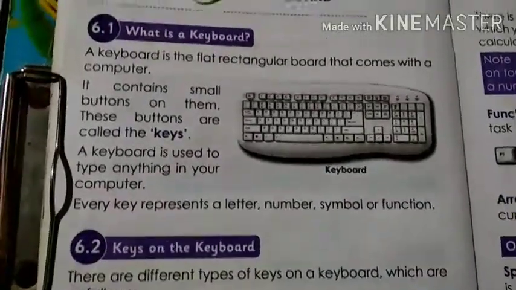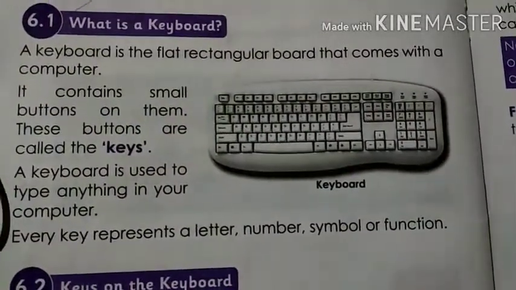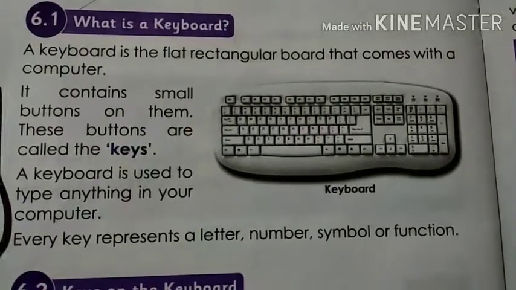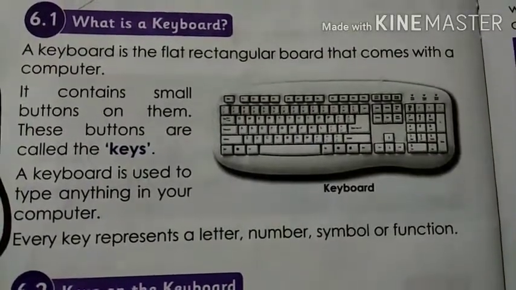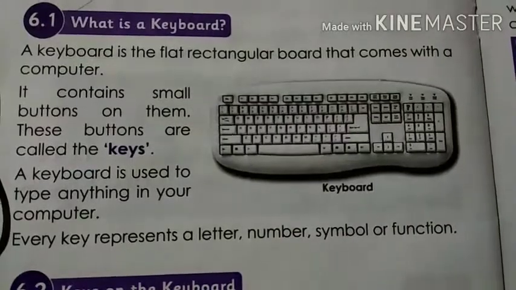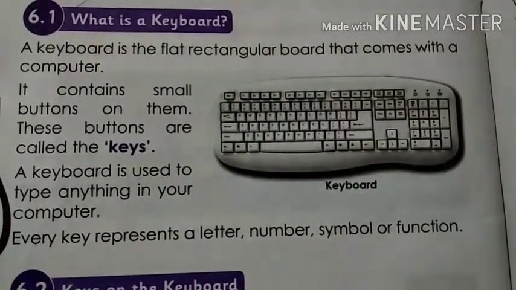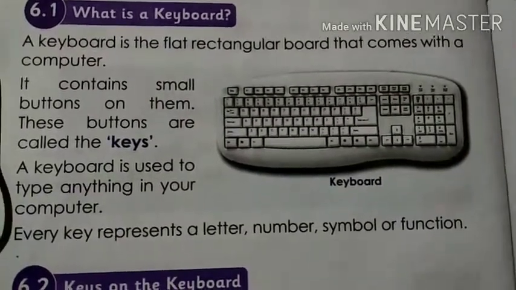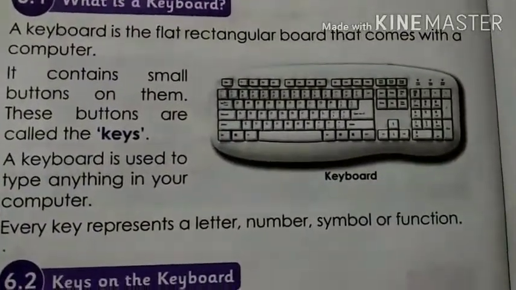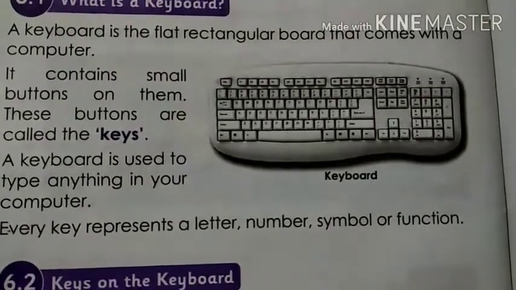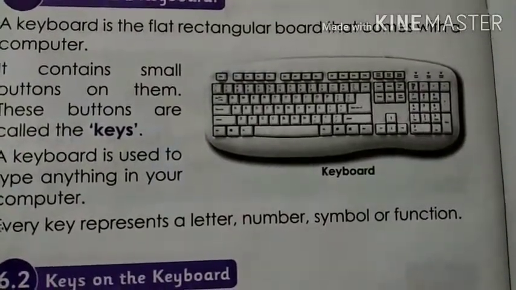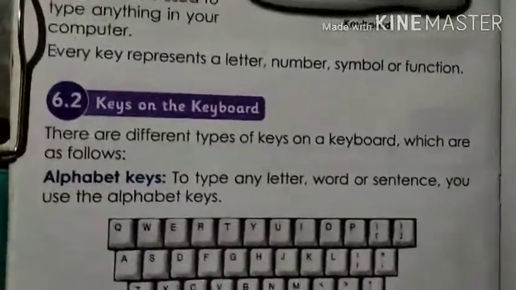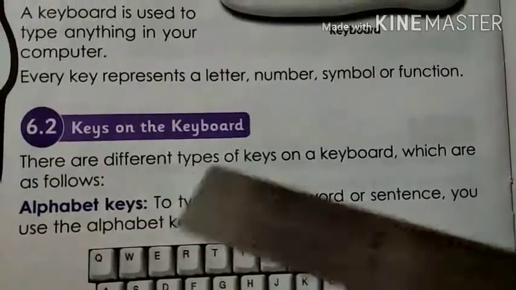So a keyboard comes in a rectangular shape with a computer. It contains small buttons. Those buttons are called keys. And the main use of the keyboard is to type anything in your computer. And the keyboard keys are categorized into 4 parts: first is letter, number, symbol or function. So let's proceed further toward the next point, that is keys on the keyboard.